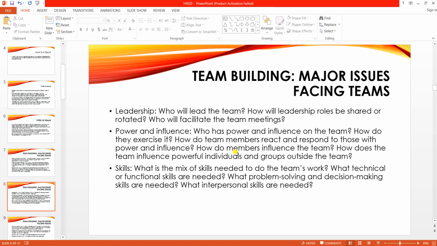And how do team members react and respond to those with power and influence? It depends. When the influence is positive, the team will react in a good manner, where they will gain the skills, also skills transfer on how to solve the problem. But if it's negative, that's where the team suffers a lot. Because these are major issues facing teams, if it's negative, it might affect the whole team, because some people might draw back or step back, not trusting some mitigating steps in solving the problem.